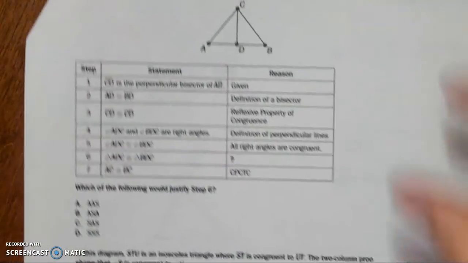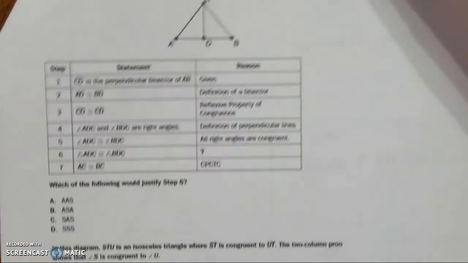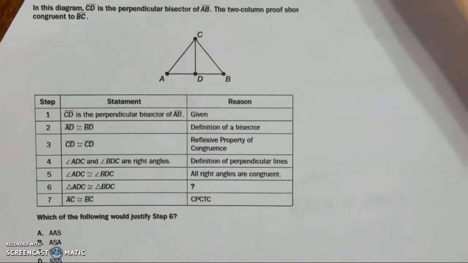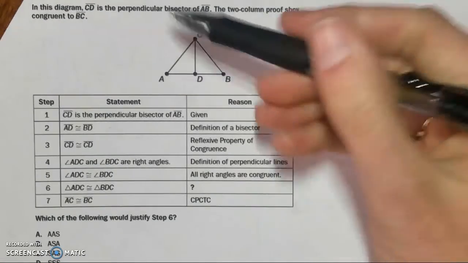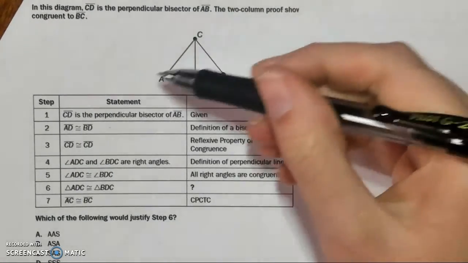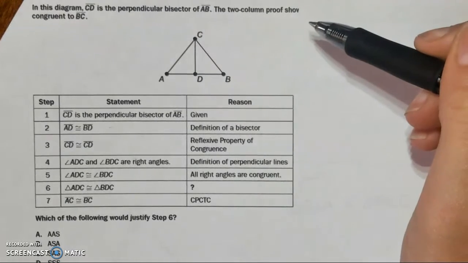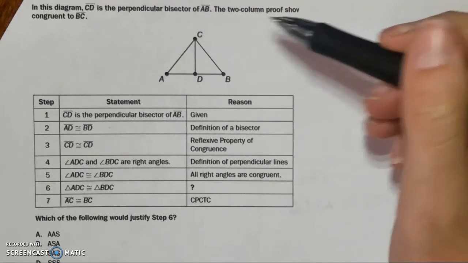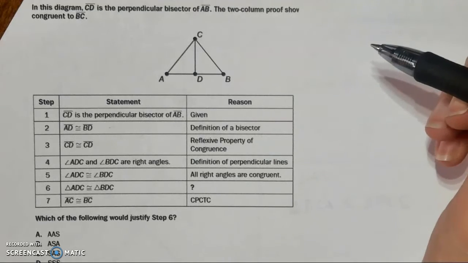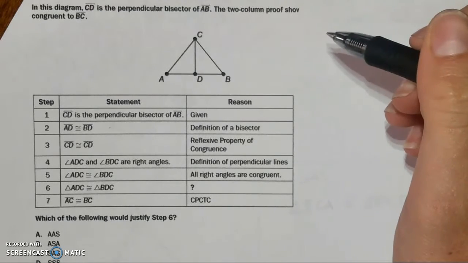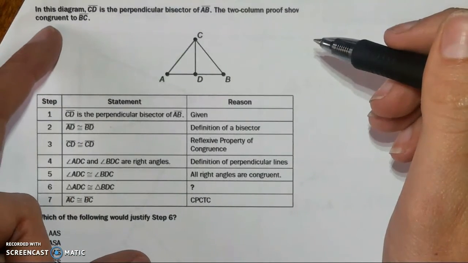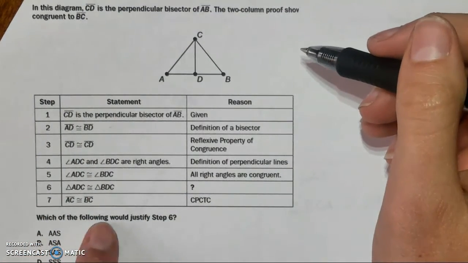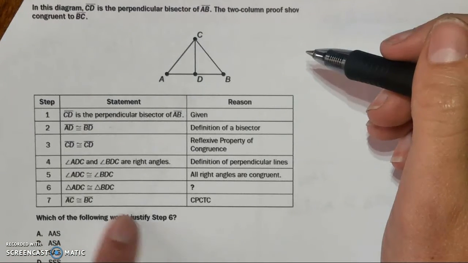And we got some lovely fill-in proofs, our favorite. And it says for this problem, in this diagram, the line CD is the perpendicular bisector of AB. The two-column proof shows triangle ADC is congruent to BC. Oh, something got cut off. Which of the following would justify step 6?